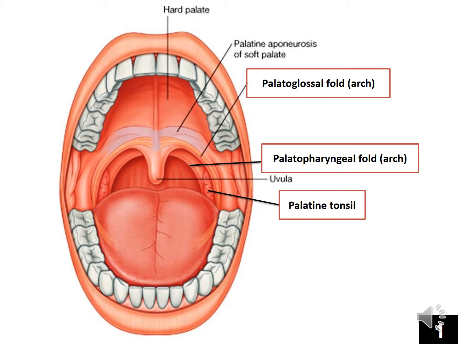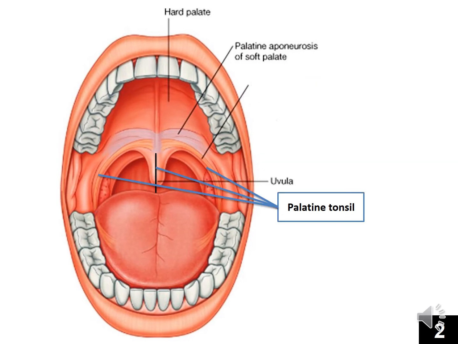Also in this picture you can see the hard palate anteriorly, which forms the anterior part of the roof of the mouth, and posteriorly we have the soft palate. In fact, not all of the soft palate forms the roof, only its anterior part forms the posterior part of the roof of the oral cavity. Now also here you can see the palatine tonsil in this picture.